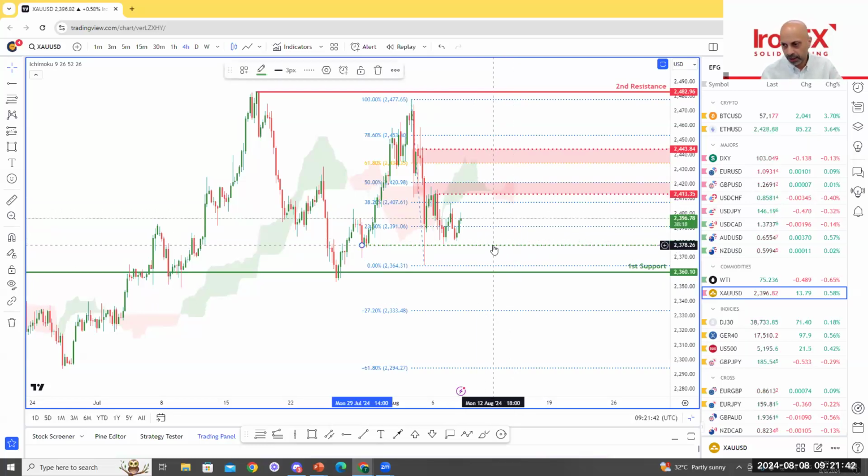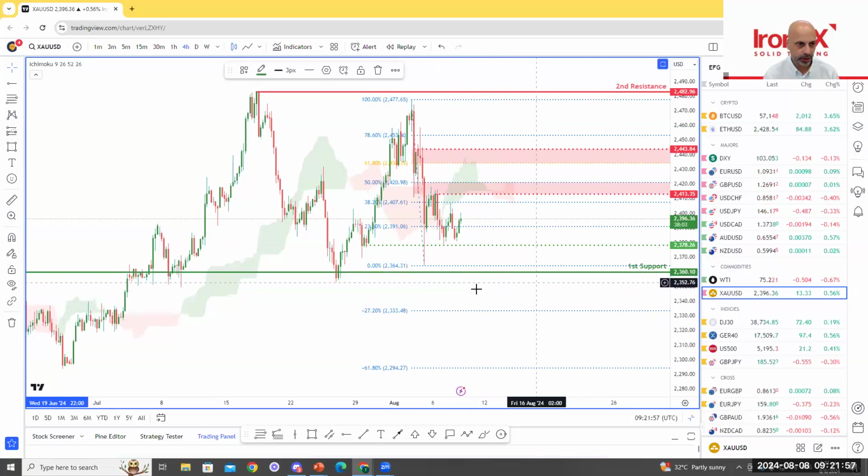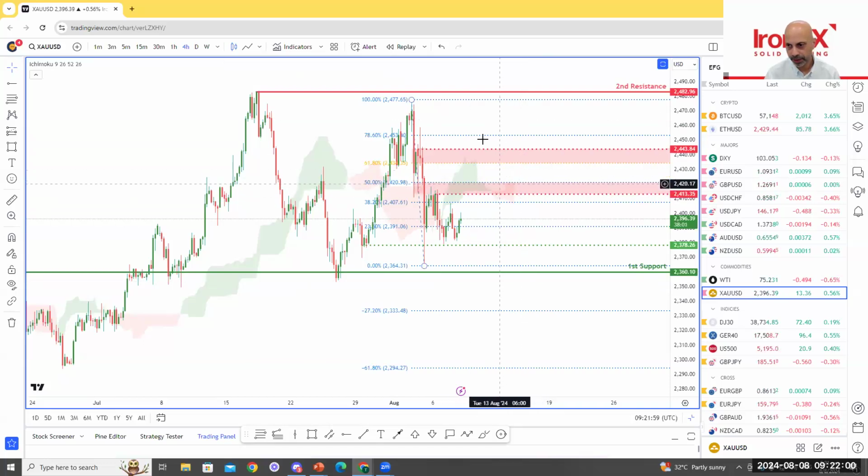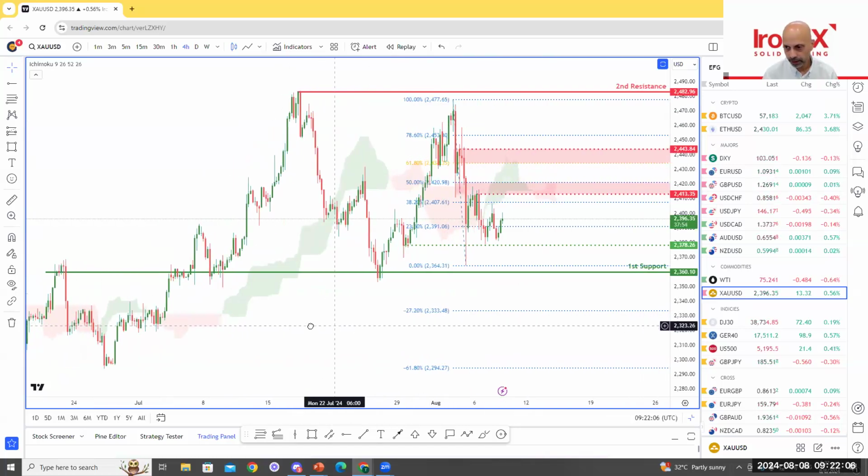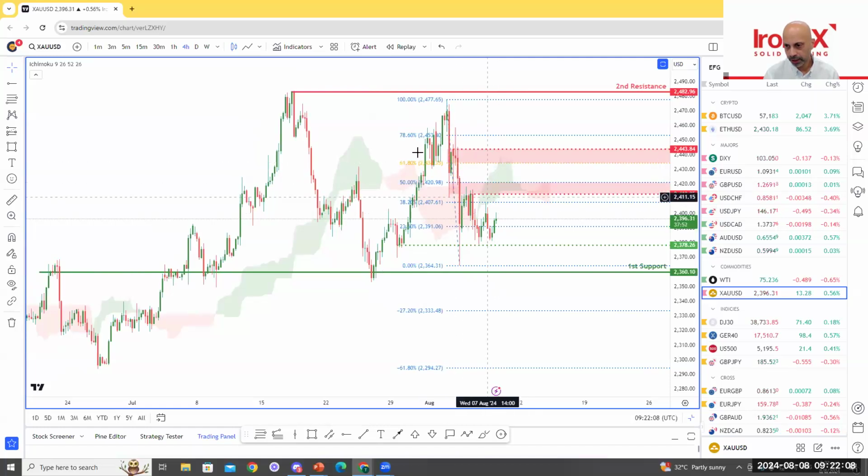One would be below $2,378 per ounce. There could be one potential stop loss level to identify below this pullback here. And underneath the first support at $2,360, that's another area where we can identify a potential stop loss level as well. And of course, take profit has been identified close to the 50% and 61.8% Fibonacci retracements. So these are the key levels for gold today.